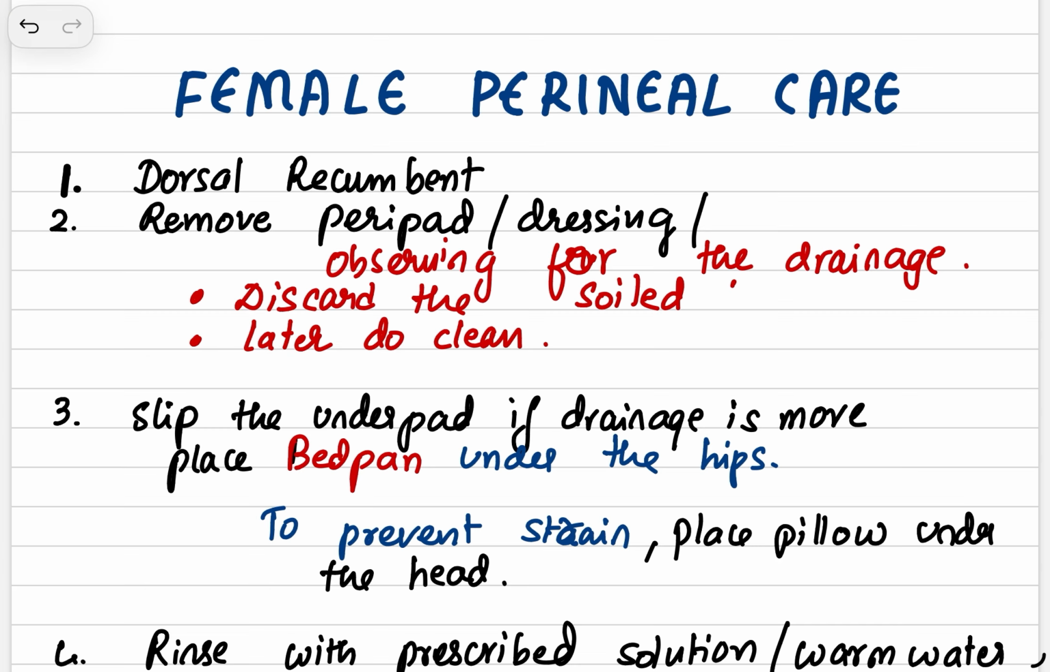Later, do the cleaning and slip the under pad if the drainage is more. In that place you need to place the bedpan. Suppose you have taken the under pad from the perineal care, and the perineal region is still bleeding, whether due to surgery, menstrual bleeding, or postpartum hemorrhage after the delivery. At that time you need to place the bedpan under the hips.